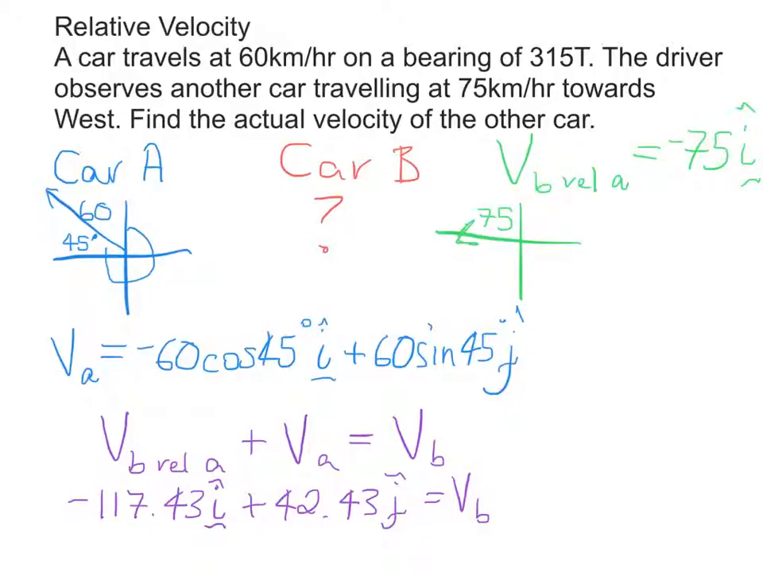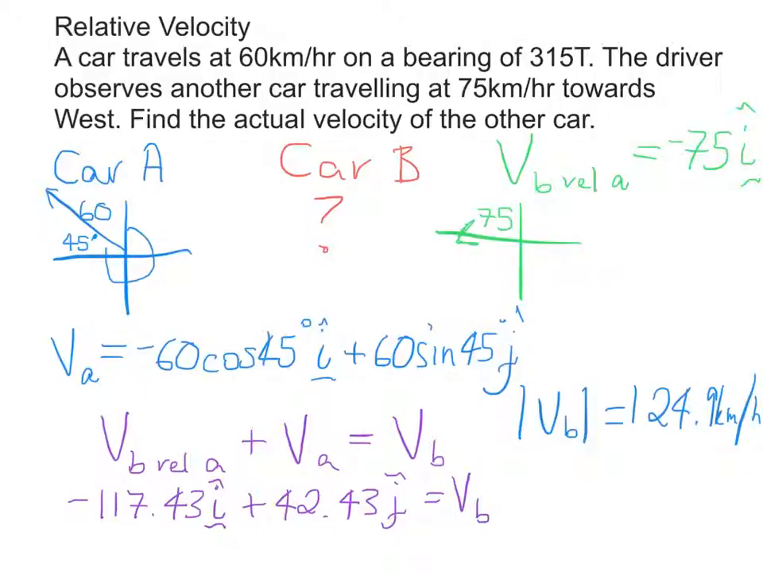But we still have to find the actual velocity. So not as a vector, we want to find the magnitude of it. So the magnitude of the velocity of B, so the square root of this squared plus this squared, and you will get 124.9 kilometers per hour, as our other magnitudes here were in kilometers per hour.